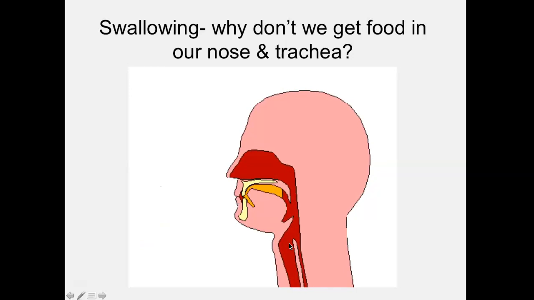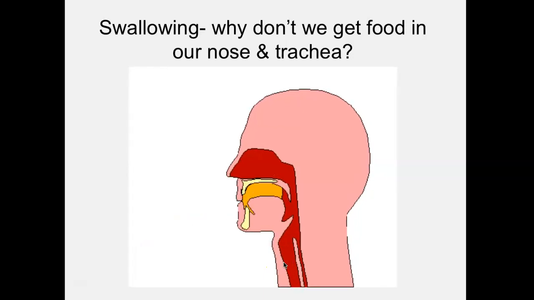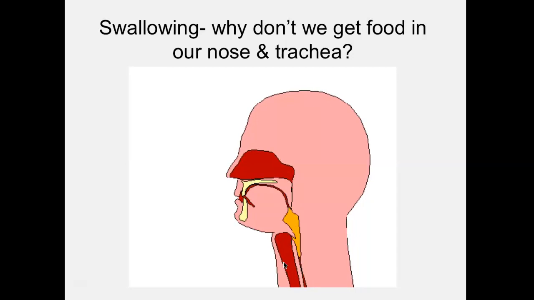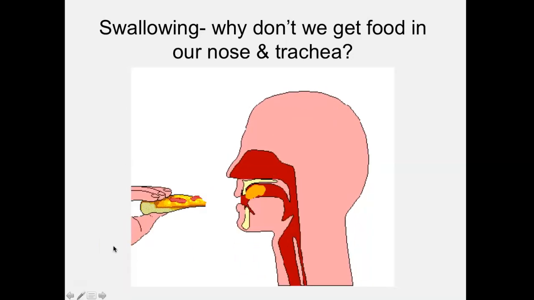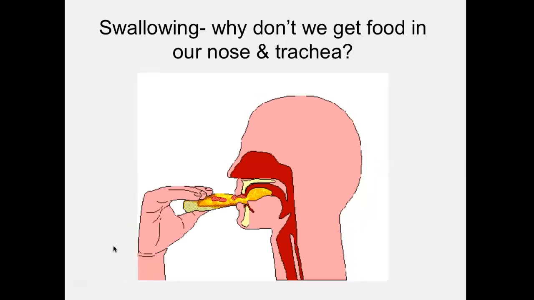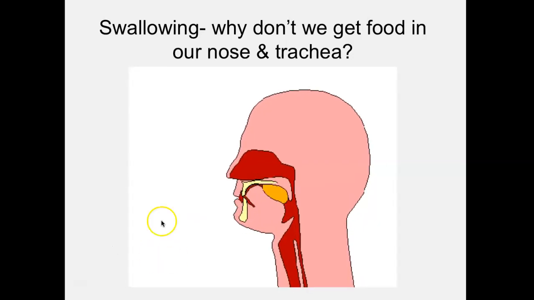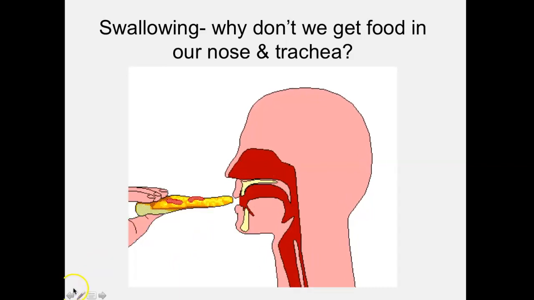And if that's not enough, and maybe the food completely obscures this path and you can't take a breath in or out, then you're going to need the Heimlich maneuver. The Heimlich maneuver is someone coming to you and pushing your diaphragm so forcefully and suddenly that the air is pushed out of your lungs so forcefully that it would dislodge any food that's stuck in this area. So that's called the Heimlich maneuver.